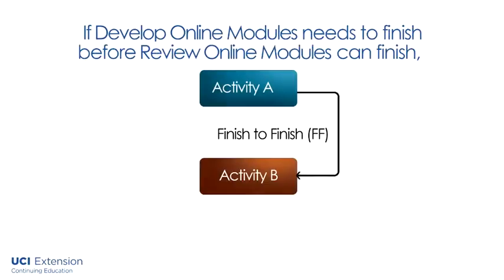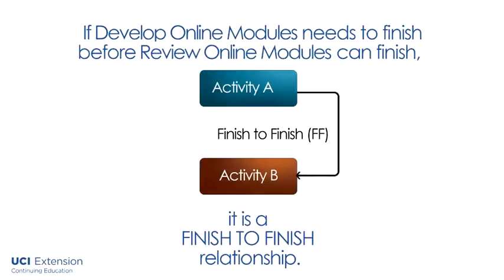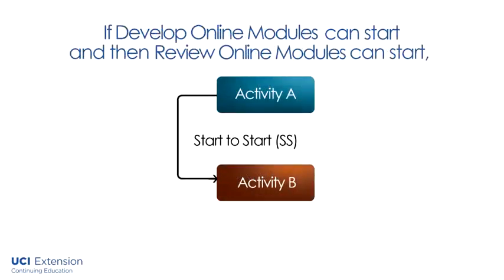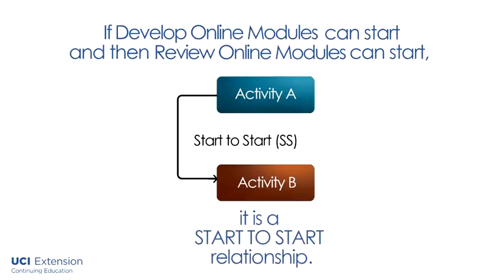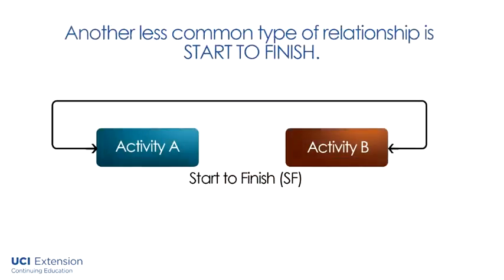If develop online modules needs to finish before review modules can finish, that is called a finish to finish relationship. If you decided that develop online modules could start and then review online modules can start, that would be a start to start relationship. Another less common type of relationship is start to finish.